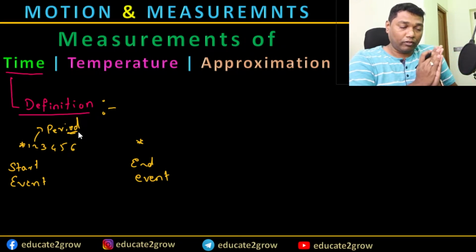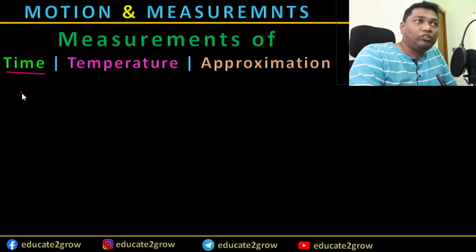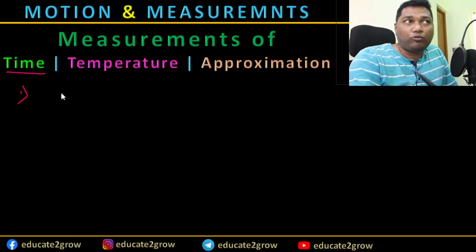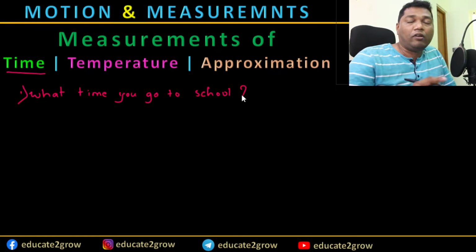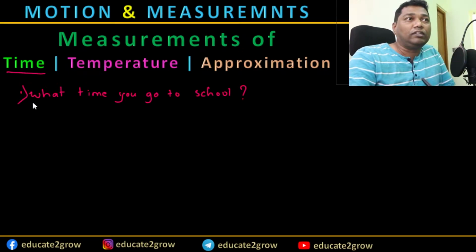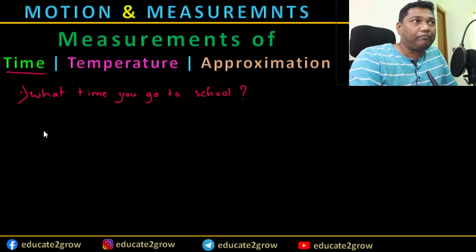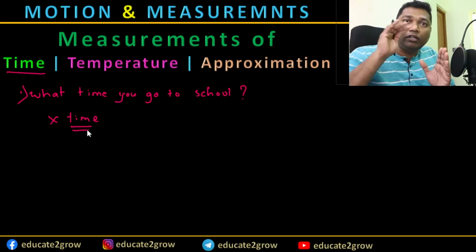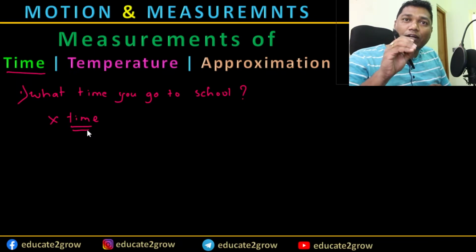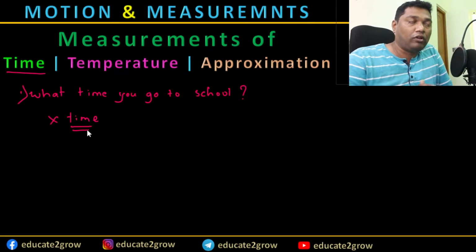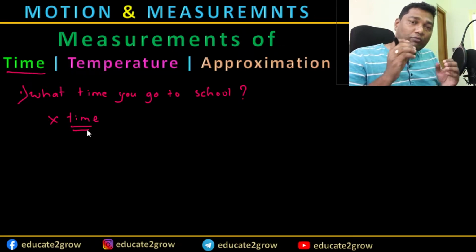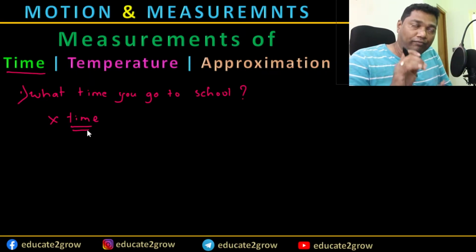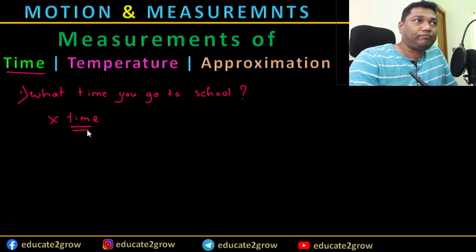Let's take an example here. The question is, what time do you go to school? The answer for this is some time x. So this time x is the event at which you go to school. Here we are talking with respect to an event. That's what I wanted to highlight here.